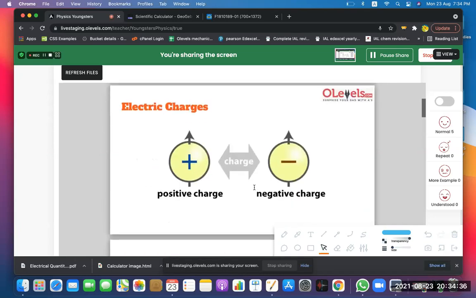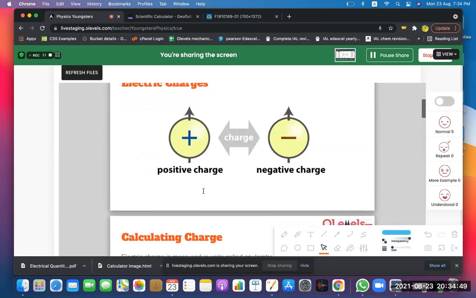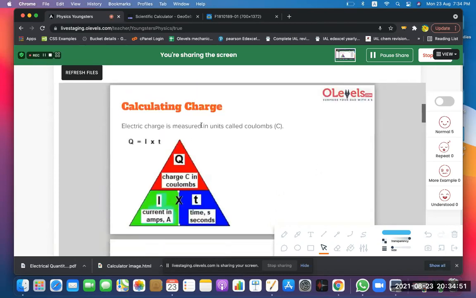So, electric charges. You all know what electric charges are? Electric charges can be positive charges or negative charges. We call these charges. Either it could be a positive charge or a negative charge. So how do we calculate charge? Well, electric charge is measured in units called coulombs.